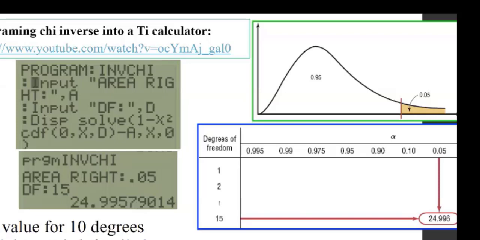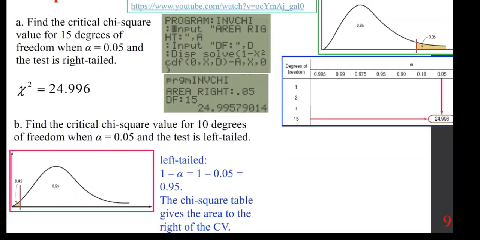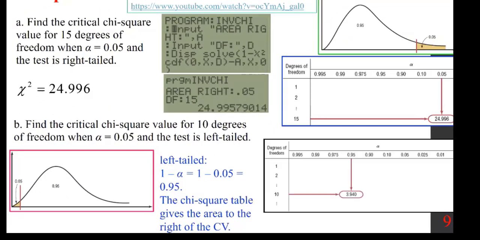In the second case, the degrees of freedom is again given. It's 10, alpha is 0.05, but this time it's left tail. Therefore, the area to the right is 0.95. And therefore, if you want to do the reading, take a look. You have to look at the area, which is 0.95. I can't emphasize this enough. This is because of the way the table works. So the answer is 3.940.